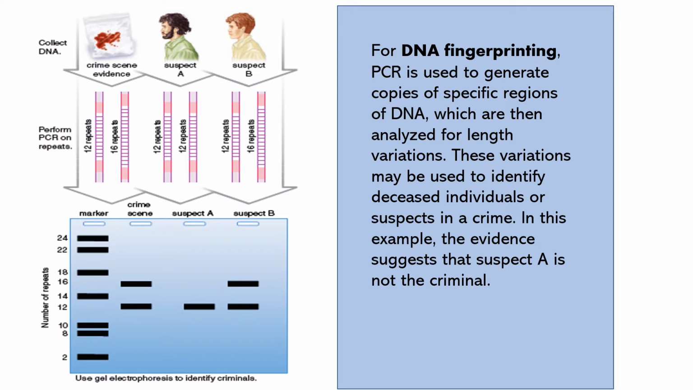So by performing the PCR, ilang repeats ba ang nakita natin sa PCR during the process? Makikita dito, ayan, by using this gel electrophoresis to identify criminals. Ayan, kita natin, the PCR is used to generate copies of specific regions. As you can see, these variations may be used to identify deceased individuals or suspects in crime, as what I said. So in this example, the evidence suggests that suspect A is not the criminal.